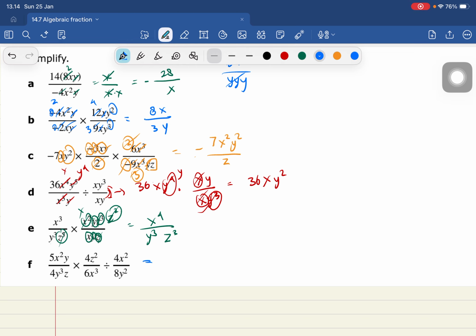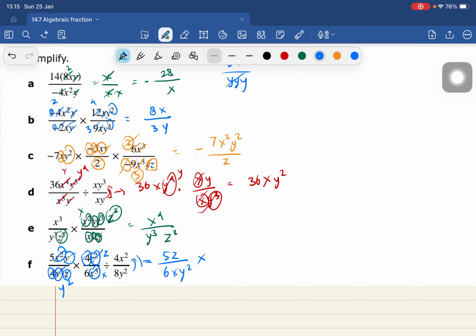Next here, let's finish it. 4 and 4 cancel. So x to the power of 3 and x to the power of 2, so remaining only x. Here is z to the power of 2 and z, so the remaining is only z. y and y to the power of 3, remaining is only y squared. So we can proceed. So we've got 5z divided by 6x y squared multiplied.